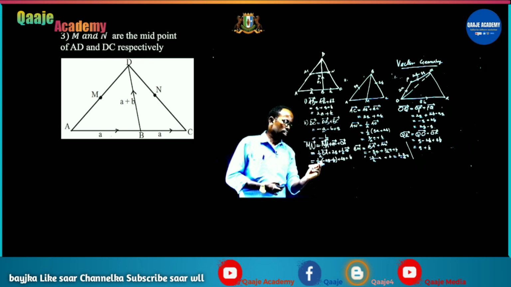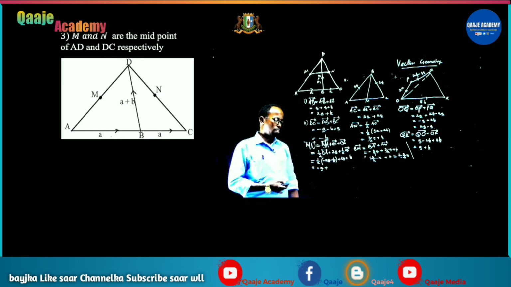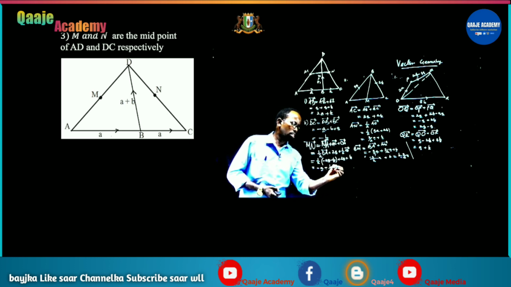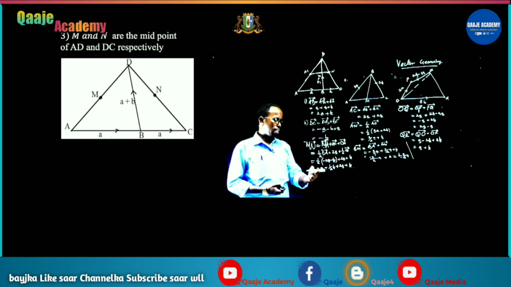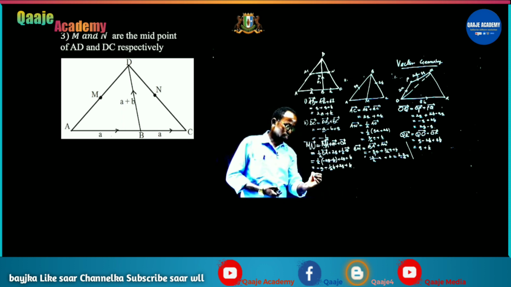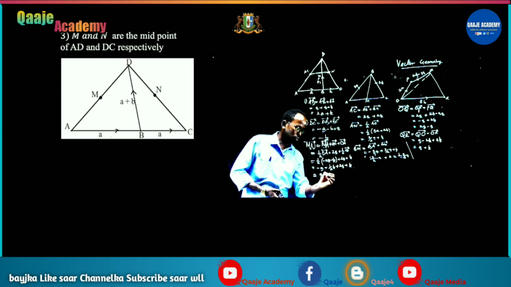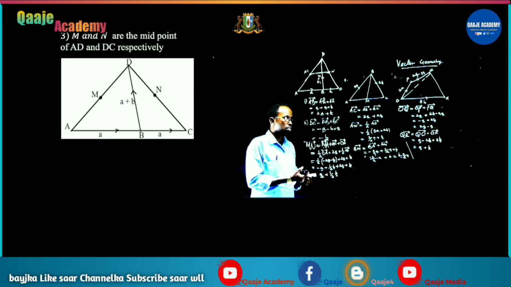Next, cancel these two. You get minus A. Then you multiply these two, you get minus half B plus 2A plus B. So we collect like terms. Minus A plus 2A is A. Minus half B plus B is half B positive. So that is example number 3.